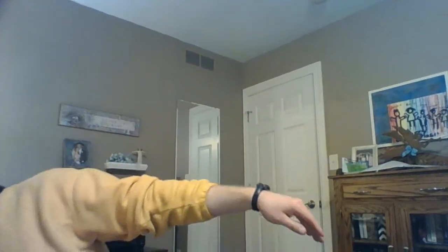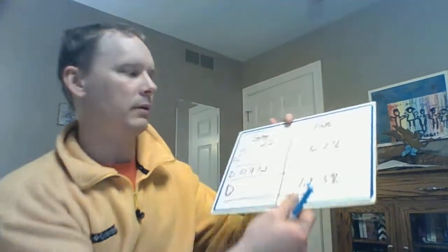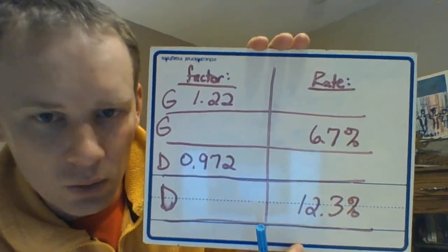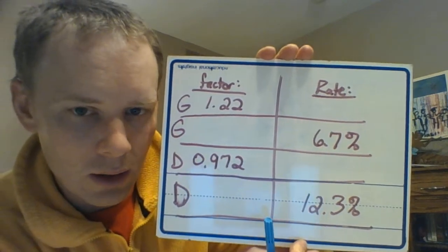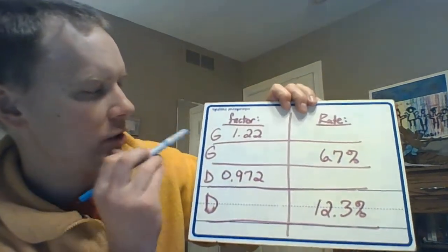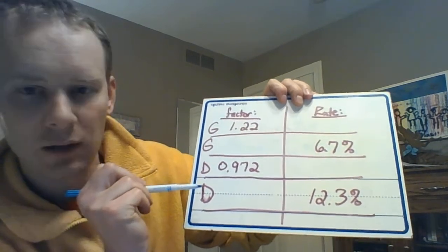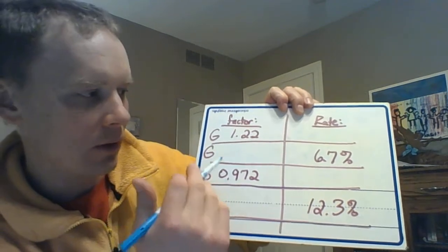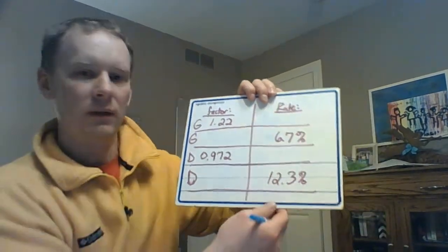Real quick, a couple of example problems. So maybe you want to pause the video here and see if you can find the corresponding rate or the corresponding factor that goes with each one of these. So the G just stands for growth. The D stands for decay. Right? So if you want to pause here before I go through answers, then you'll have a chance to check yourself, see if you're doing it correctly.